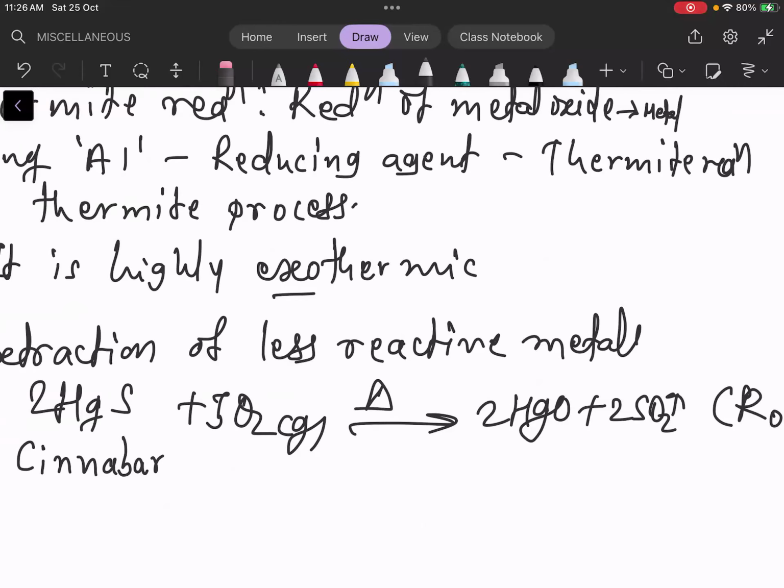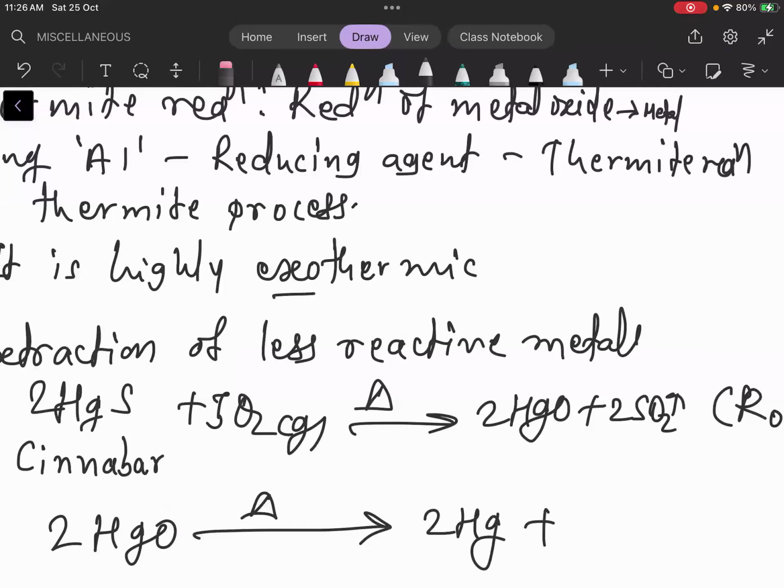Similarly, mercuric oxide on heating gets converted to Hg plus oxygen.